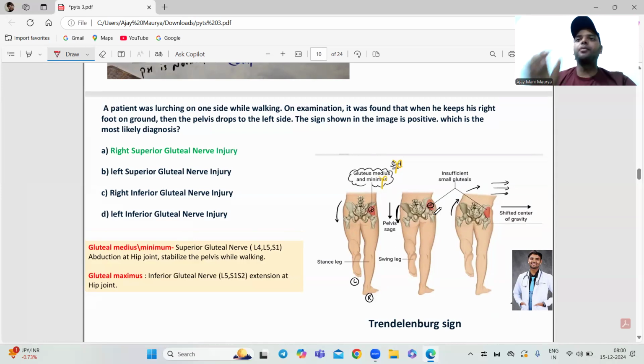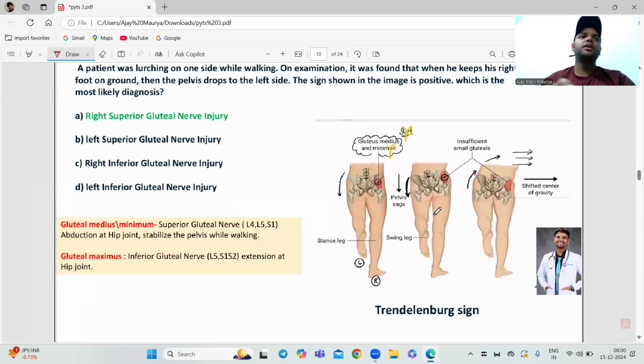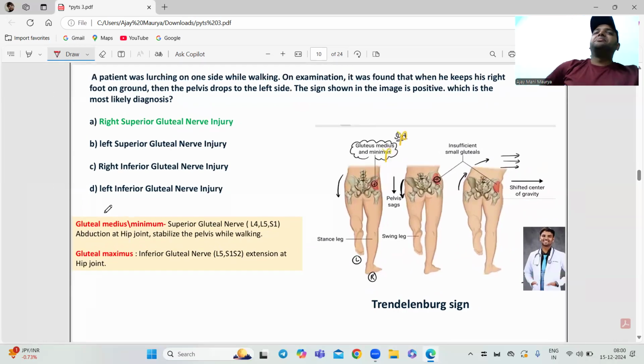See, guys, you have to remember one thing. Gluteus medius and minimus are supplied by what nerve? They are supplied by the superior gluteal nerve, which is L4, L5, S1. What is the function of the gluteus medius and minimus? It causes abduction of the hip. Abduction of the hip is caused by the gluteus medius and minimus.